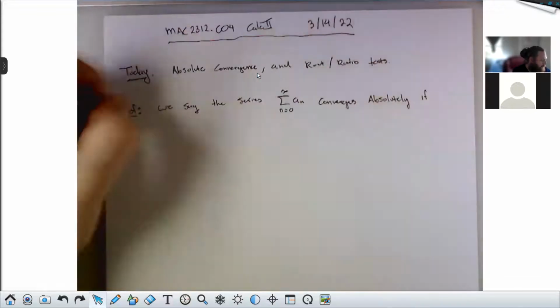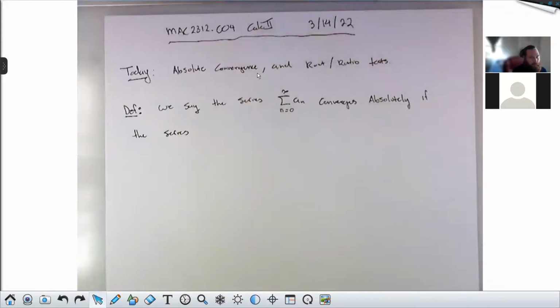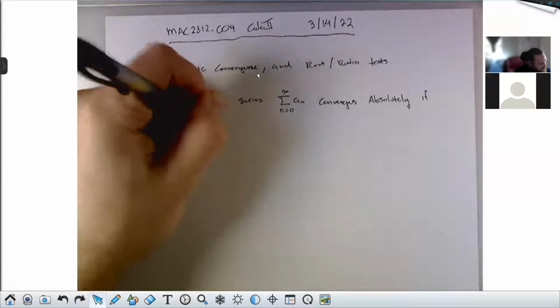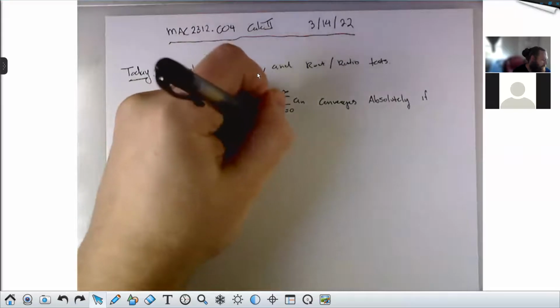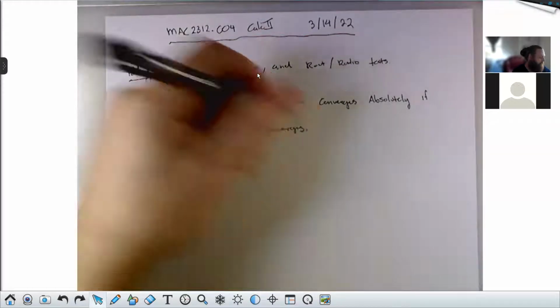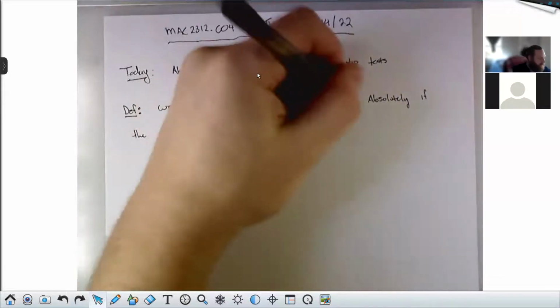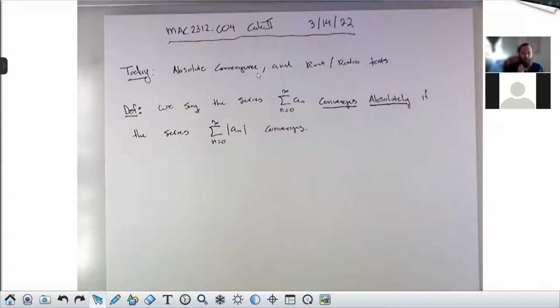if the new series we get by taking absolute values inside converges. Okay, so that's what it means to say a series converges absolutely. And you see in absolutely the word absolute, and that's referring to the absolute values here, right? You've got an absolute value inside.